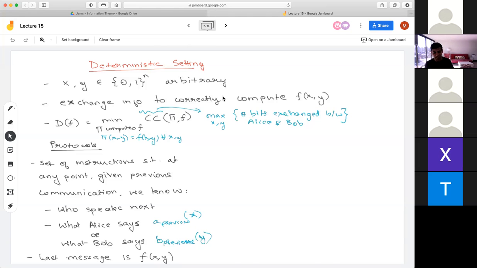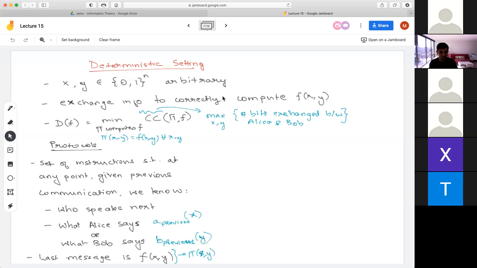And we will restrict that whoever speaks last has to speak f of x comma y. So the last message should be whatever they think is the value of f of x comma y, because we are interested in protocols which always correctly compute. In general, we'll define the last message to be pi of x comma y, and we are looking at protocols where the last message is always the correct value. And we are assuming that at any point in time, only one bit is spoken.